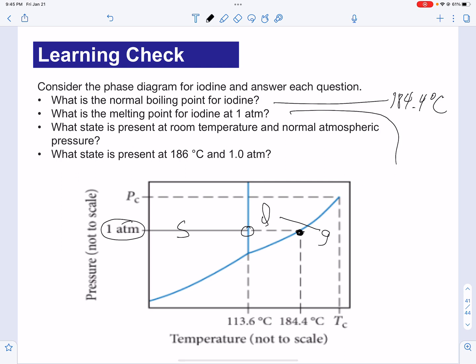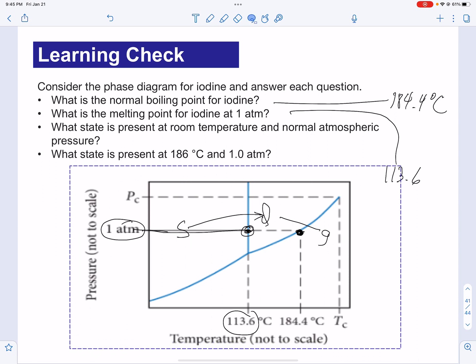What is the melting point for iodine at 1 atmosphere? That's going to be 113.6. At 1 atmosphere, which is normal, this is solid to liquid, so that's melting, and that's going to be 113.6. What state is present at room temperature and normal atmospheric pressure?